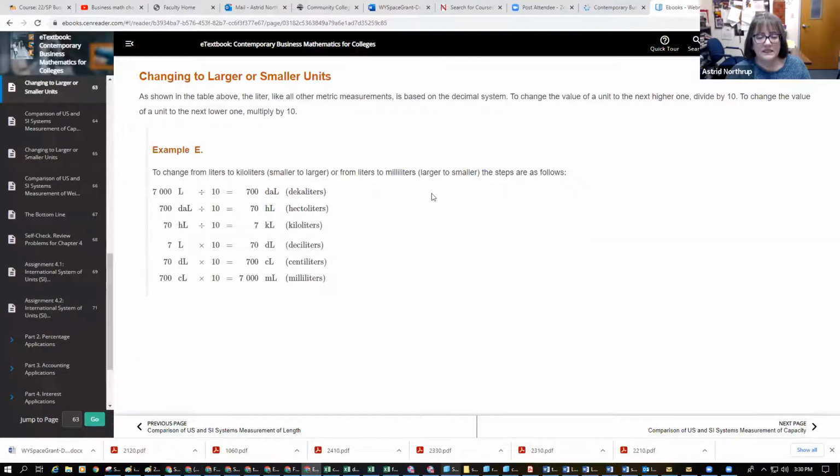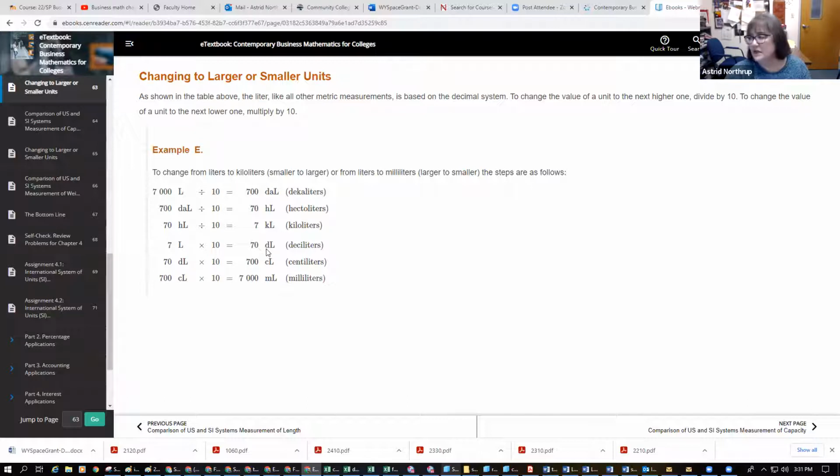Okay, and then this is the same thing that I just said with the stair step converter, but to change from liters to kiloliters, which means smaller to larger, follow these steps. So it basically tells you whether you divide by 10. If you're going from a smaller unit to a larger unit, you divide. And if you're going from a larger unit to a smaller unit, you divide, excuse me, I said that the wrong way.